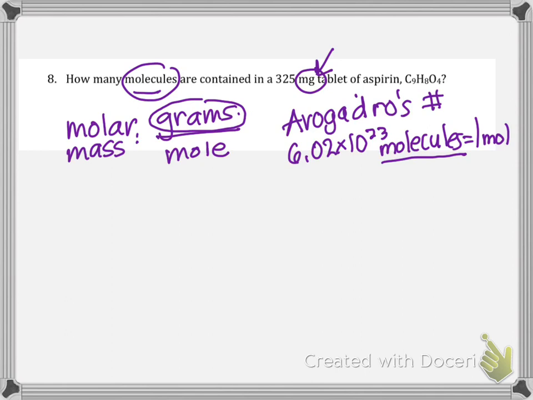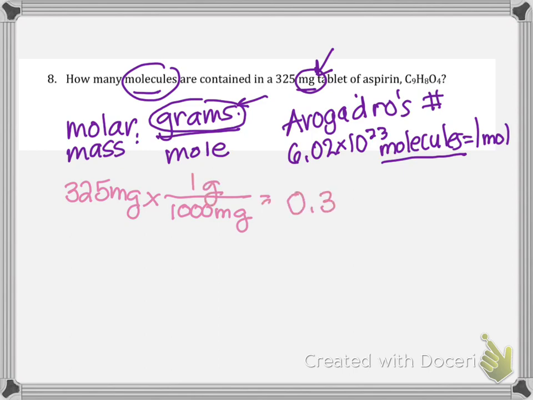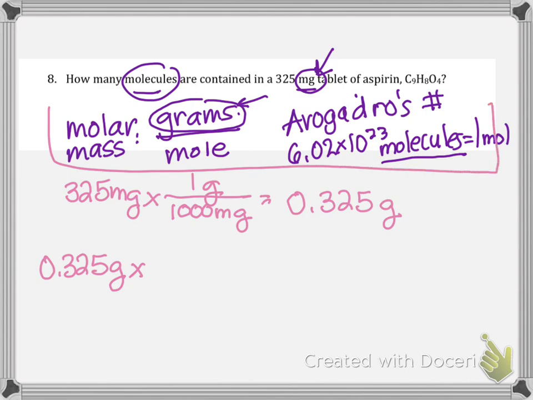Now, this problem really does trick me a little because I'm in milligrams, and notice molar mass is in grams. So let's start by converting the milligrams to grams. I know that there's 1,000 milligrams in 1 gram. So this is 0.325 grams. Okay, so I have 0.325 grams. Now, looking at what I have up here, the only thing with grams in it is molar mass.